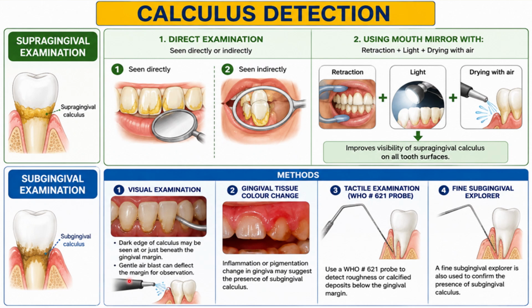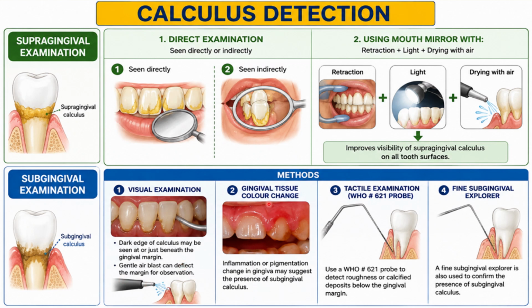So how can we detect the calculus? Coming to the supragingival calculus, it can be detected by direct examination, which is seen directly or indirectly with the mouth mirror, or we can use the mouth mirror along with retraction, the light, and drying with air. Coming to the detection of the subgingival calculus, it can be detected by visual examination, by seeing the dark edge of the calculus which is seen beneath the gingival margin. We can also use a gentle air blast by deflecting the margin for observation.